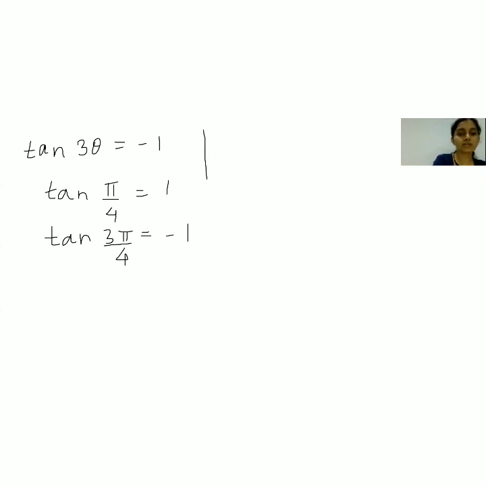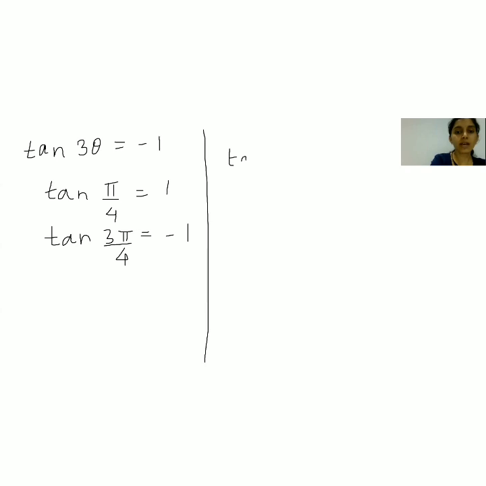Okay. One last problem we will do. Tan 3 theta is equal to minus 1. Okay. Let me just check the question on it. Yes, tan 3 theta is equal to minus 1. Now, when do we get tan theta as 1 first? That is tan of pi by 4, that is 45 degrees, is equal to 1. So then we have tan of 3 pi by 4 is equal to minus 1.